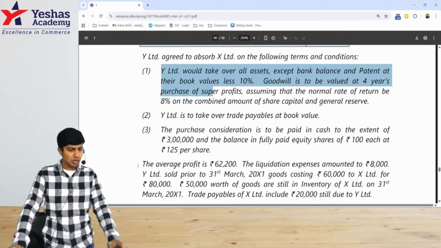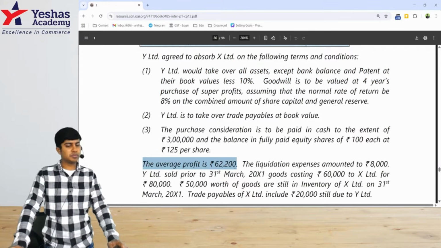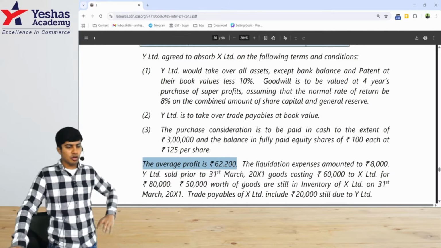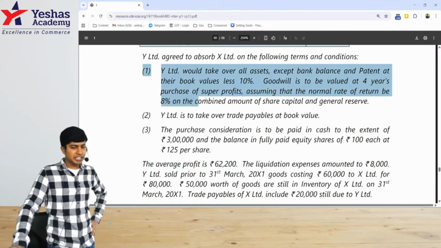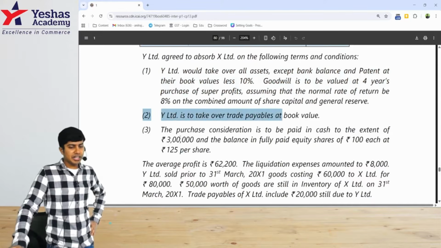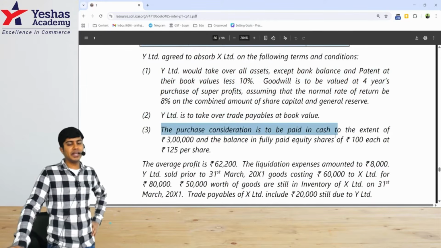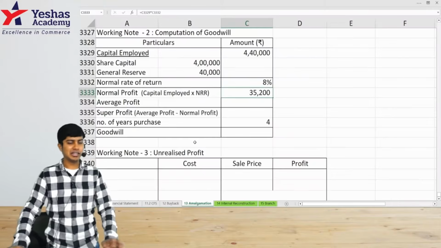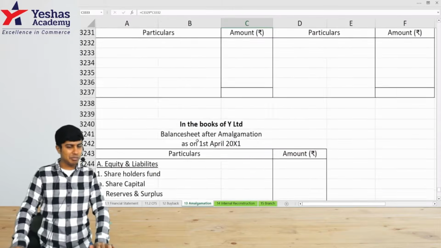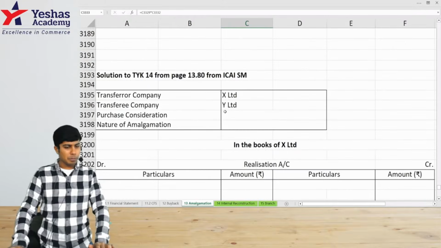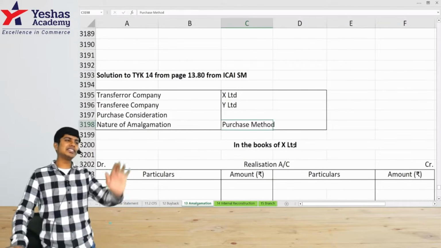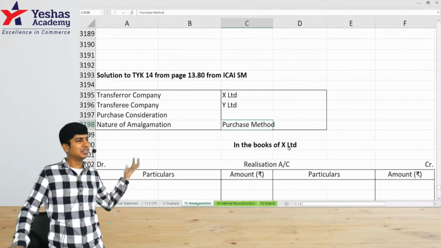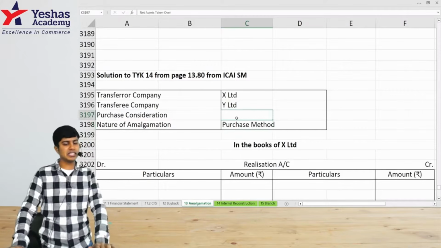Third adjustment, here they mentioned average profit. How much is it? 62,200. Let's not go there. Before I go there, I've done with first adjustment completely, and second adjustment completely. Third adjustment they mentioned, PC is to be paid in cash to the extent of 3 lakh. The moment they're paying PC in cash, can I say this becomes amalgamation in the nature of purchase? Another point is assets are taken over at agreed value. That is also another point. And PC is payment method.